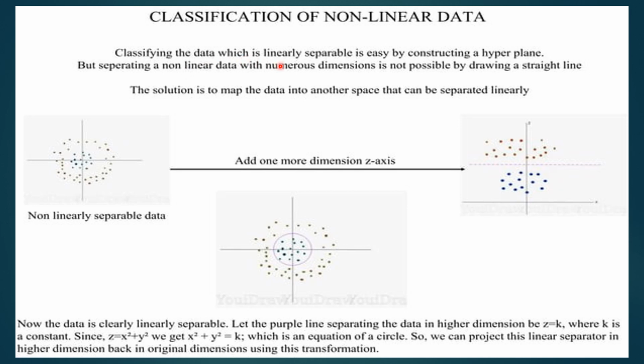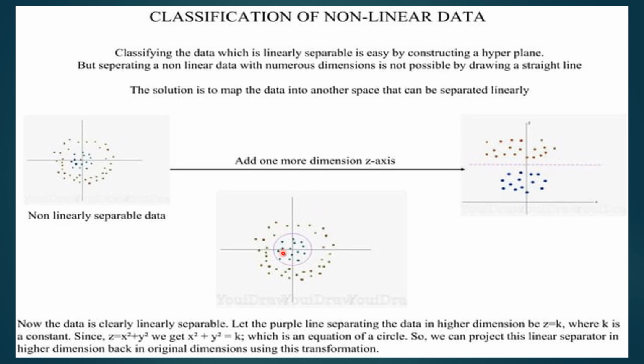Classifying data which is linearly separable is easy by considering a hyperplane. But separating non-linear data with numerous dimensions is not possible by drawing a straight line. So the solution is to map the data to another space where it can be separated linearly. So these are the non-linear data being separated.